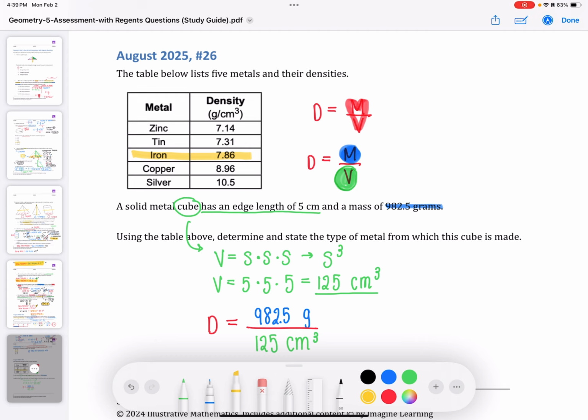And so we're going to state that as our final answer. The type of metal from which this cube is made is iron. And of course, on the Regents and in your classwork, you're going to write in full sentences.